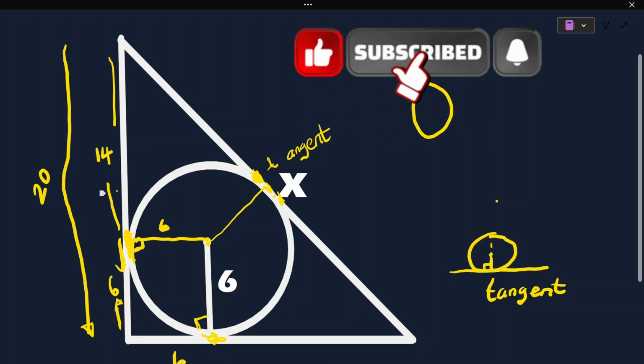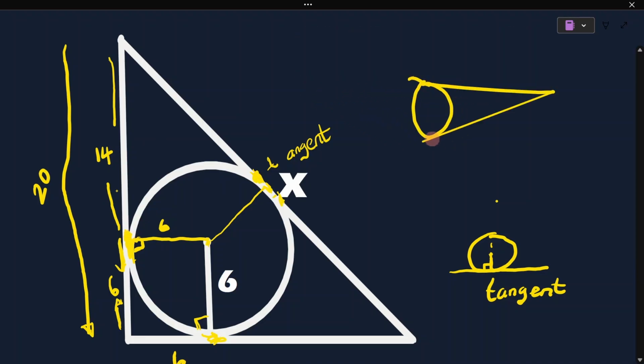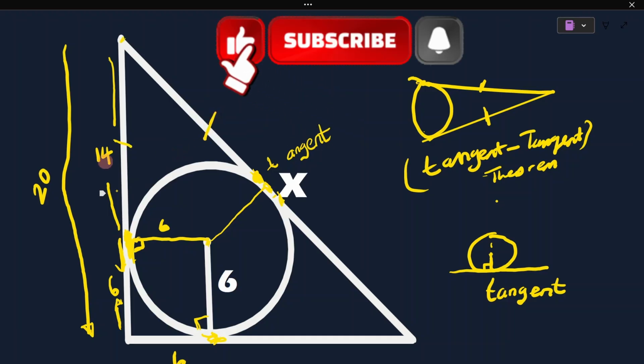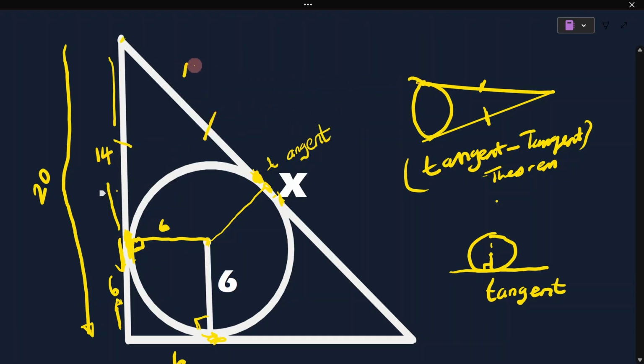So if we bring it out, we have something like this. These are tangents, just like here. The tangent meets this one at this point and also meets this at this point. So each time we have two tangents coming together at a point, we say that the two tangents are equal. And our reason for that is the tangent-tangent theorem. Now with this theorem, it means from here to this end and from here to this end, they will be equal to each other. In that case, since here is 14, here will automatically be 14 according to the tangent-tangent theorem.